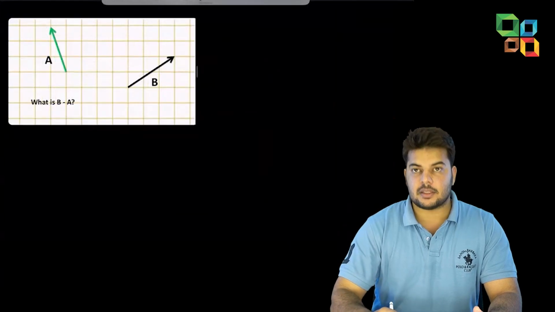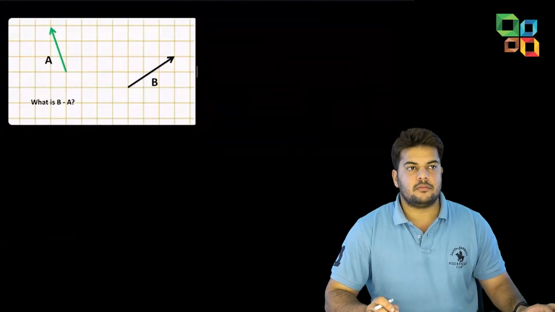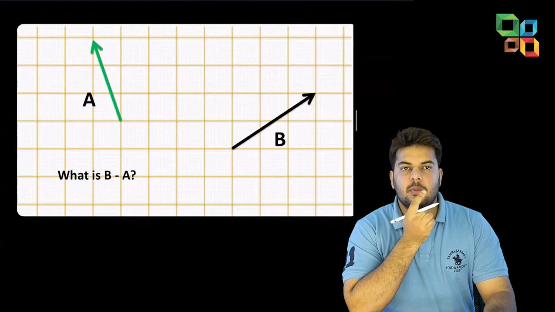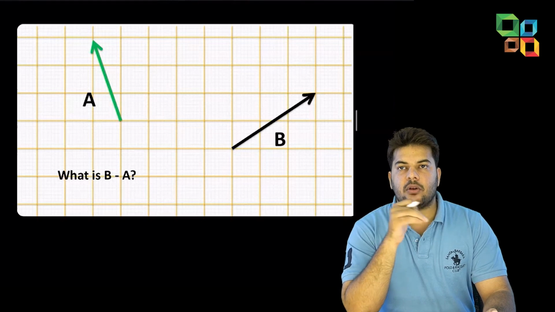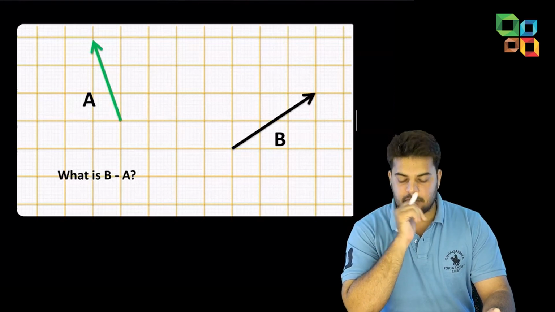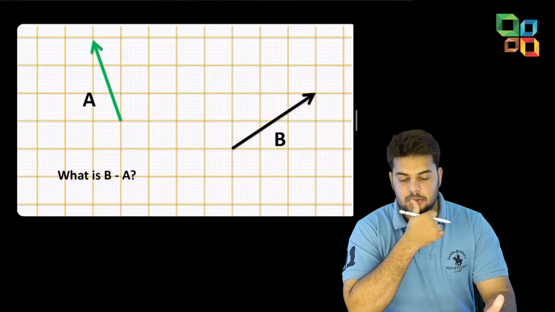What about B minus A? Can you do B minus A? Is it the same as A minus B, by the way? Is B minus A the same as A minus B? No, sir. In the case of numbers, definitely not, isn't it? 1 minus 2 is not the same as 2 minus 1. In the case of arrows, let's see, is it the same? A minus B and B minus A.